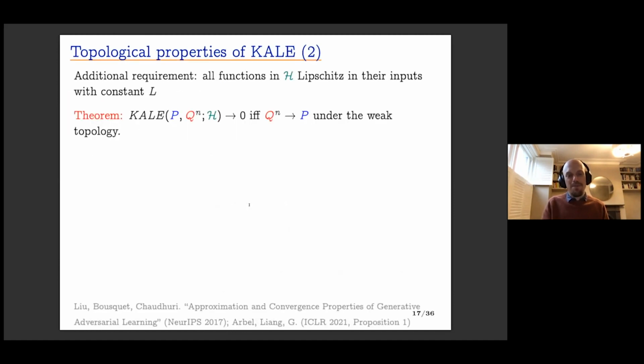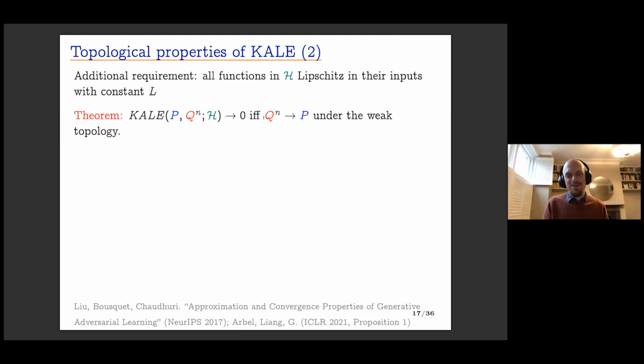Now, this is a property that the KALE divergence has. Let's say that I have a sequence Qn of fake bedroom samples. My generator is generating a sequence of samples, getting closer and closer to the target distribution. Now, if these generated samples approach the target in weak convergence, in the weak topology, then we have KALE going to 0. And conversely, when KALE goes to 0, that ensures that Q approaches P under the weak topology. So when Q converges weakly to P, then KALE is going to 0.